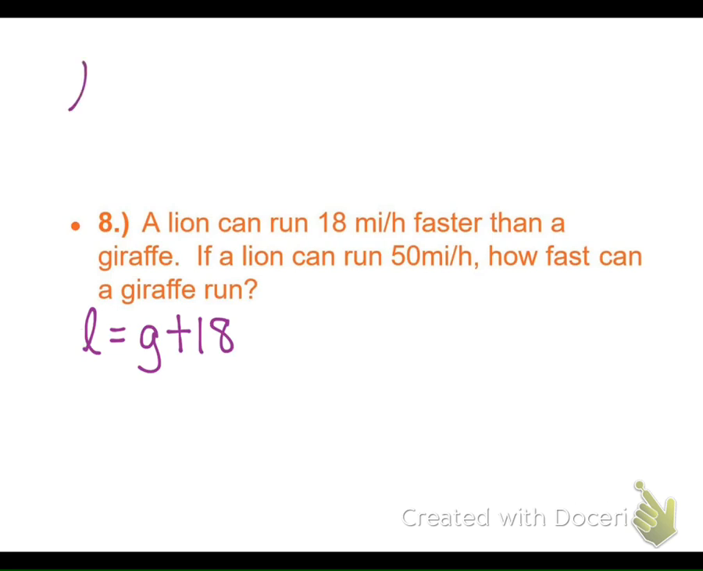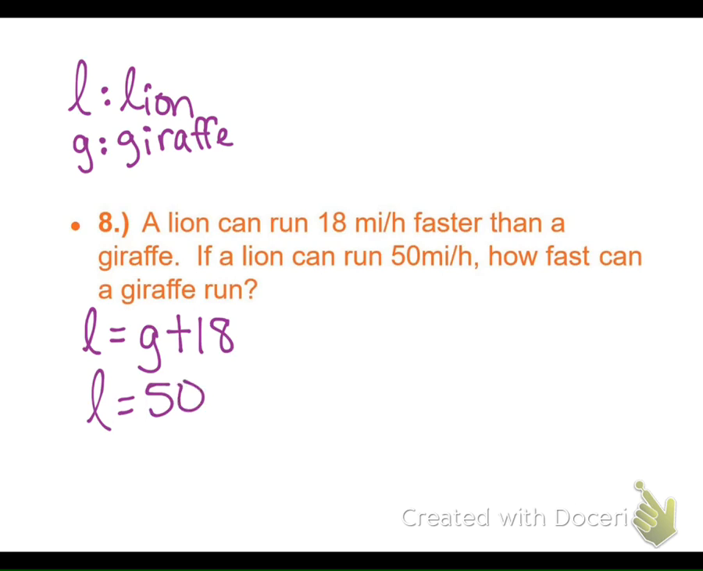If you need to make yourself a little key, you can put L is the lion speed, G is the giraffe speed. Okay, we are told a lion can run 50 miles per hour. How fast can a giraffe run? This one's pretty straightforward. They tell us that L is equal to 50, so we are going to plug that in. 50 equals G plus 18.